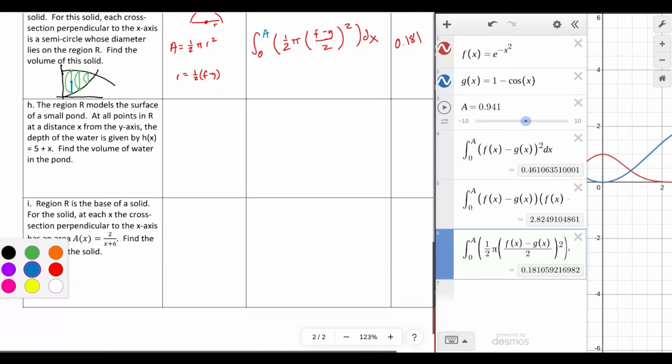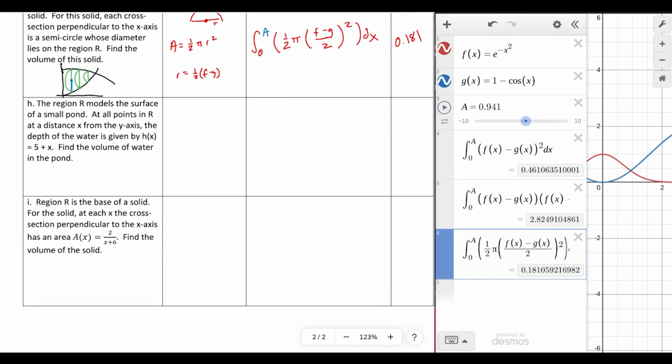All right, just got two more here. So H says the region R models the surface of a small pond. At all points in R, at a distance x from the y-axis, the depth of the water is given by this function, H of x equals 5 plus x. Find the volume of the water in the pond.